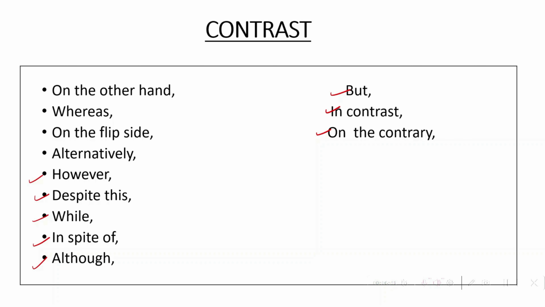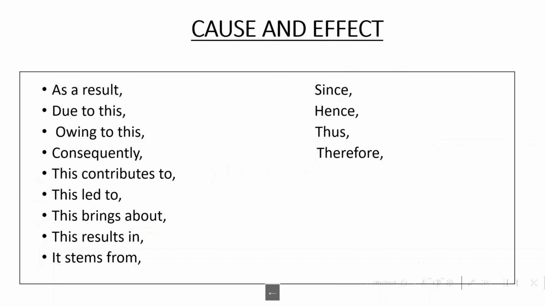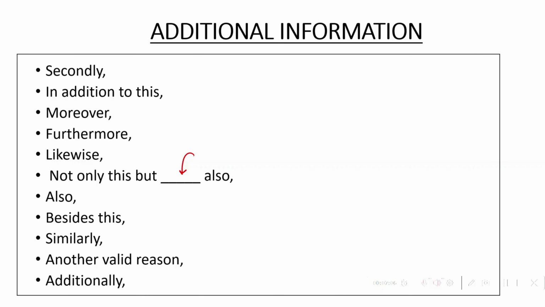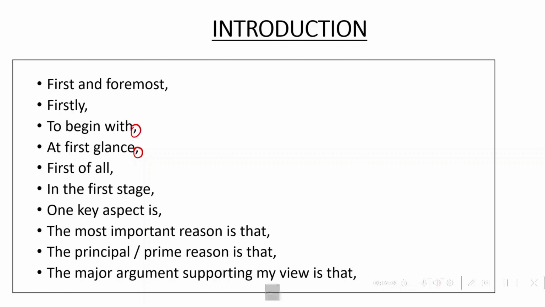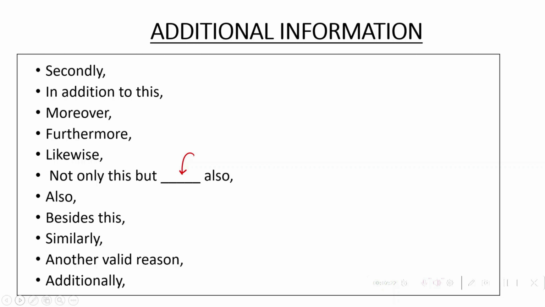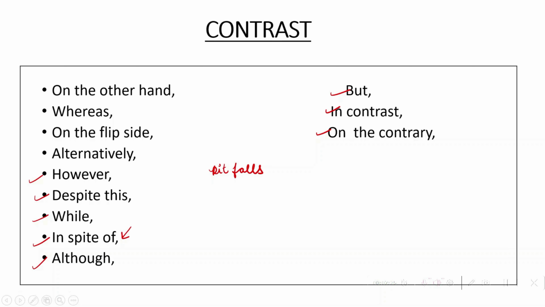Let me give you an example where you can write "in spite of." So when you're studying body 2, you can write, "In spite of having so many positives, there are some pitfalls as well." Pitfalls means drawbacks, such as... and then you can start with "such as, firstly," or "the major argument supporting this view is that." Whenever you're writing the next point, you can again, in that paragraph, write one of these linkers and go on like that. So I hope the contrast linkers are clear.